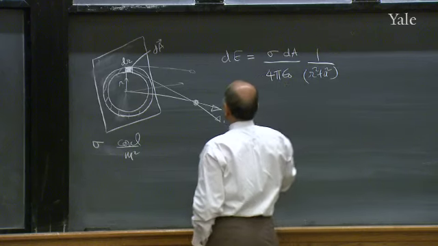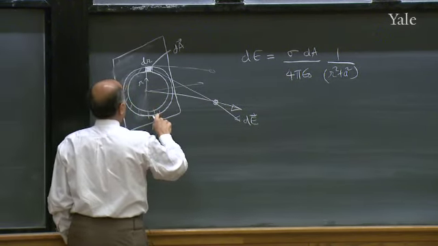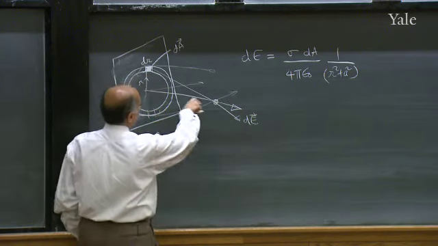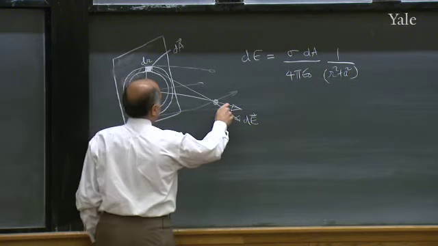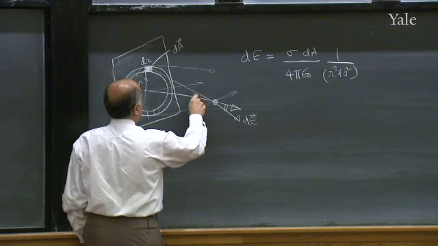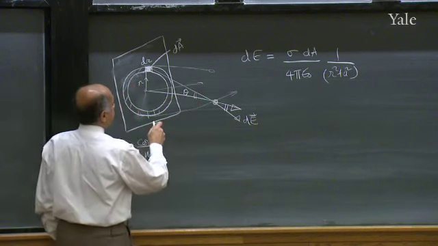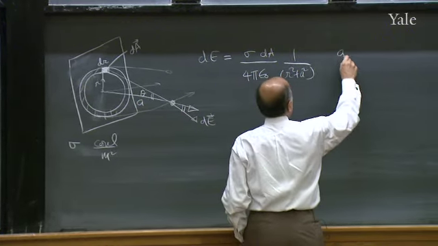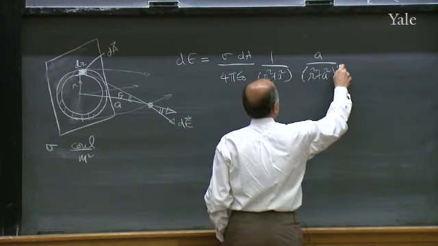Finally, here is where the symmetry comes in. Can you see that for every section here, I can find an opposite section that will cancel everything but the part perpendicular to the plane? So I should only keep this portion of it. Namely, I should take the cosine of that theta. And the cosine of that theta is the distance a, just like in the other problem, a divided by r squared plus a squared to the 1/2.